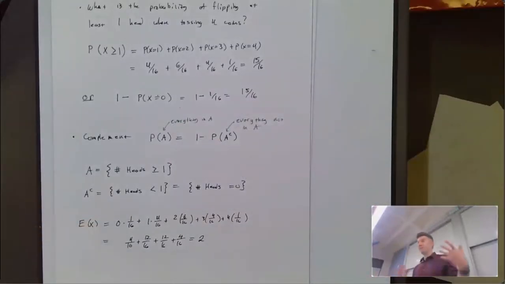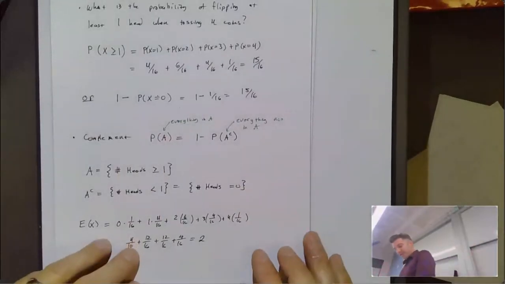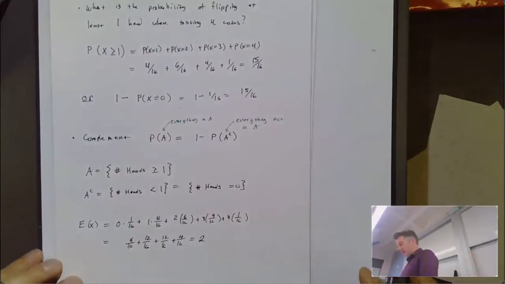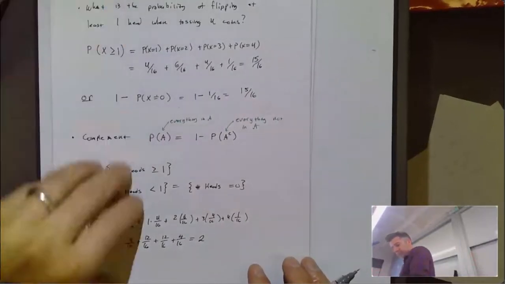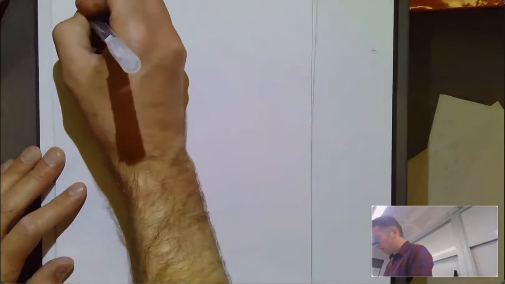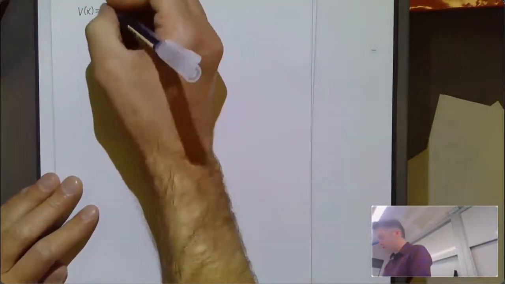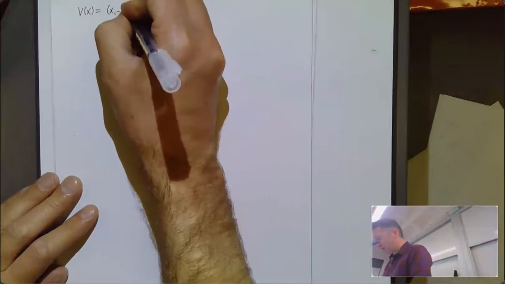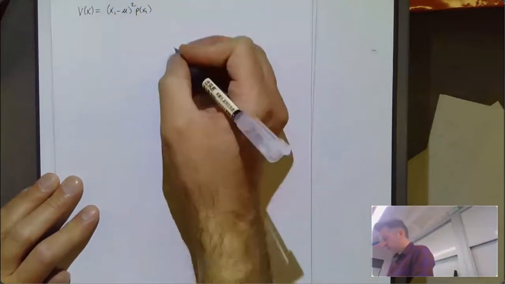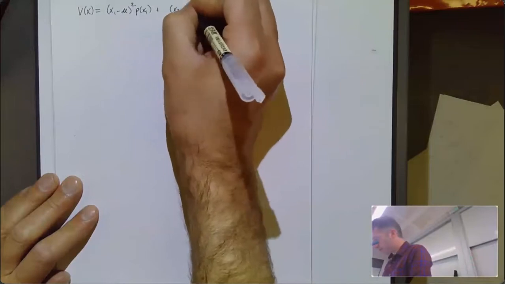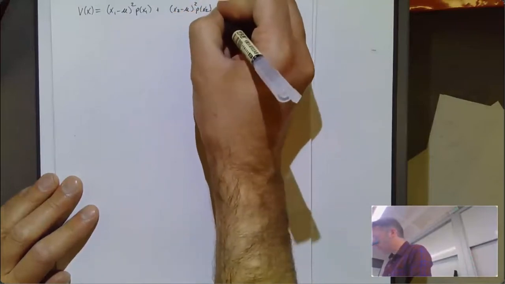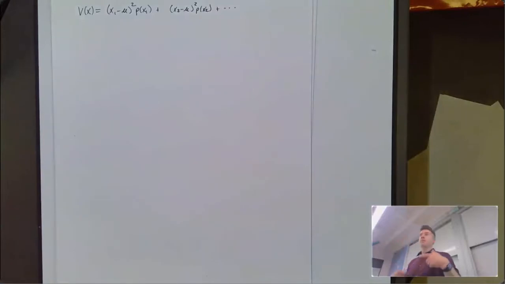So then let's talk about the variance. Variance, again, is a little more work to calculate. The variance is going to be each observation minus the mean, squared, times the probability of that observation. So notably, you have to calculate the mean or the expected value before you can start calculating the variance. You have to have that before you do the other one.